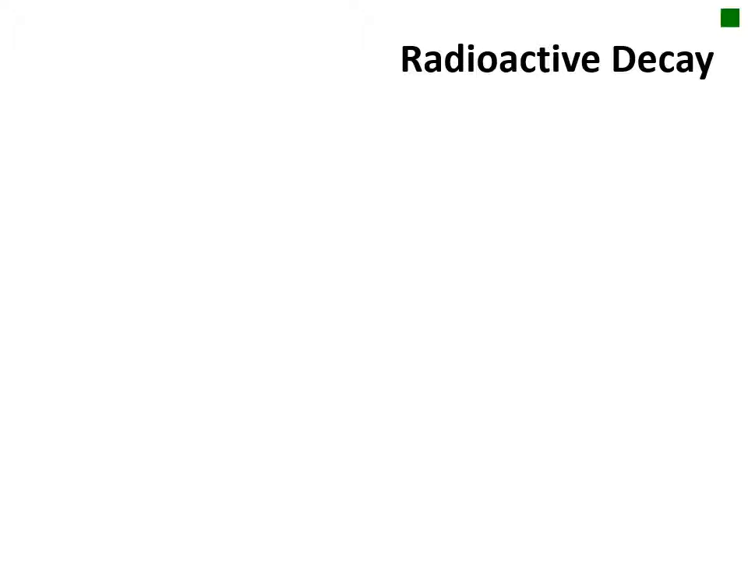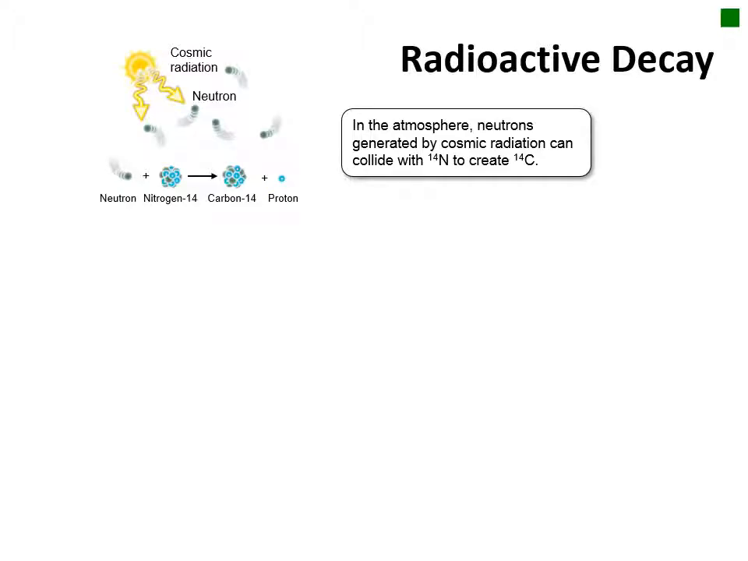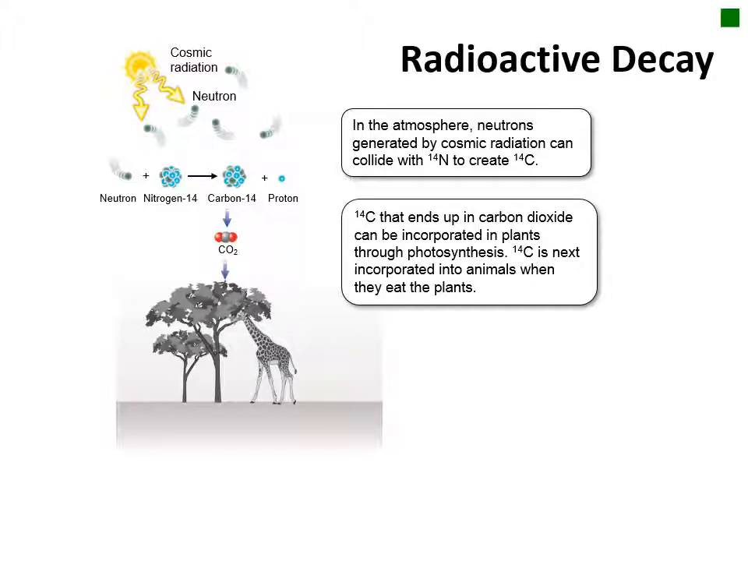Radiometric dating uses the radioactive decay of an isotope to map the time scale of a substance. The most commonly known radiometric dating is carbon dating, which uses carbon-14 isotopes generated from cosmic radiation in the atmosphere. C14 is incorporated into carbon dioxide, which is then incorporated into plant material through the Calvin cycle of photosynthesis, and then animals when they eat the plant material.